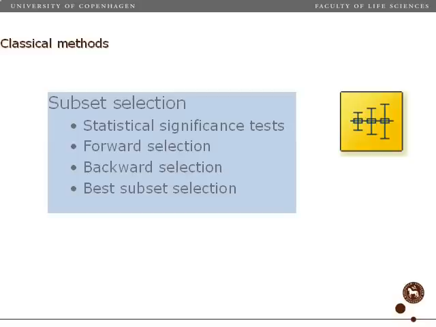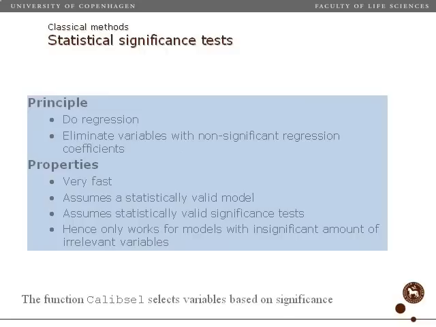Then there are different ways of selecting sets of variables, such as forward selection, backward selection, and what is called best subset selection. If we start with significance testing, the idea is to do a regression model, and then you eliminate variables which are non-significant. That is, they are not significantly different from 0.